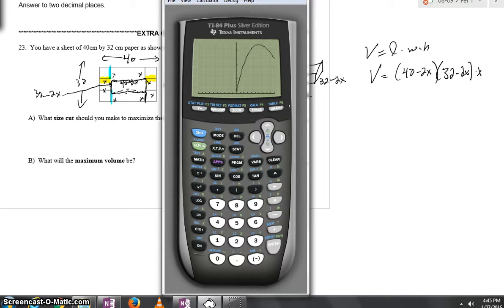X is the dimension of the square that was cut off, a side of a square. What we can do real quickly is hit second calculate, and we'd like to find maximum. We'd like to find the highest point. Left bound, well, we could just type in -10. We still have a 10 by 10 window, so type in +10.